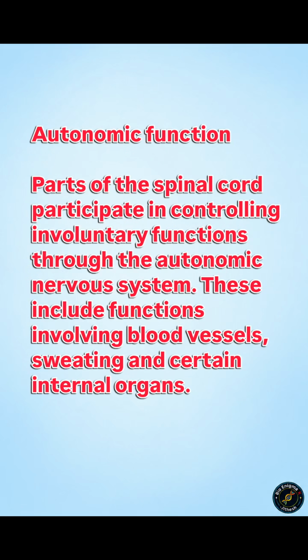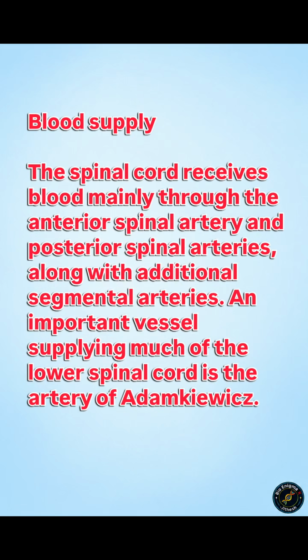Autonomic function. Parts of the spinal cord participate in controlling involuntary functions through the autonomic nervous system. These include functions involving blood vessels, sweating, and certain internal organs. Blood supply. The spinal cord receives blood mainly through the anterior spinal artery and posterior spinal arteries, along with additional segmental arteries. An important vessel supplying much of the lower spinal cord is the artery of Adamkiewicz.